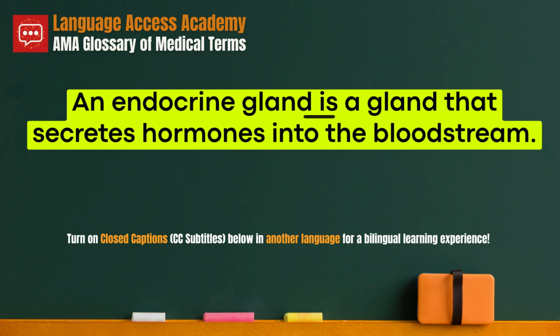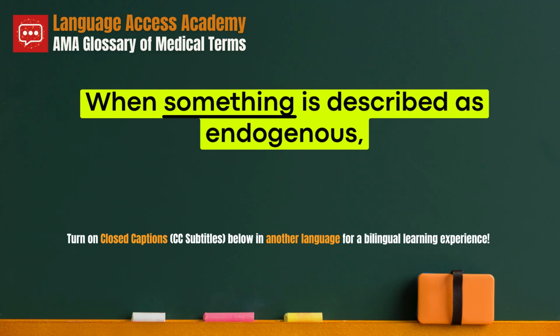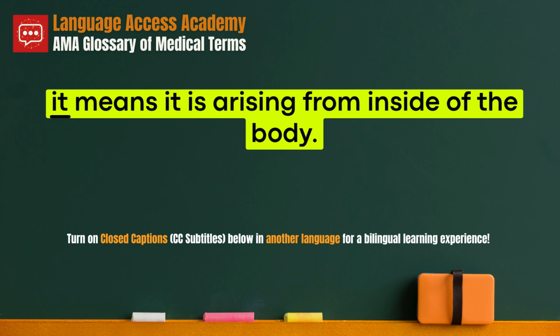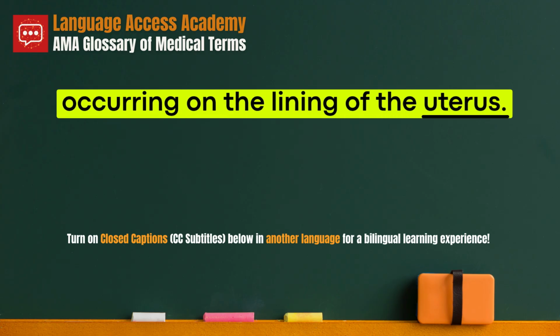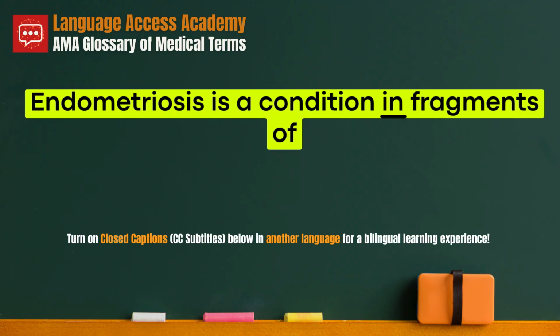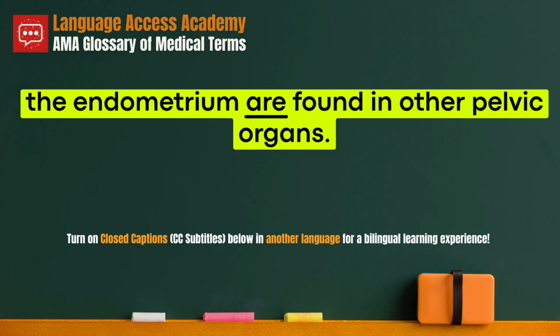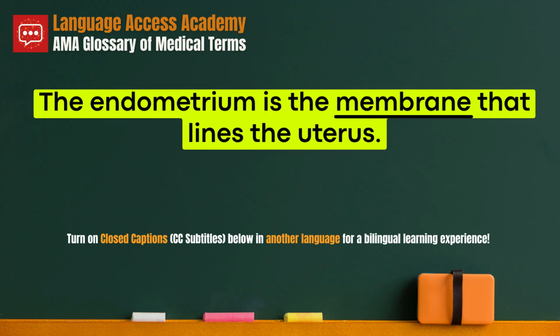An endocrine gland is a gland that secretes hormones into the bloodstream. When something is described as endogenous, it means it is arising from inside of the body. An endometrial polyp is a growth, usually non-cancerous, occurring on the lining of the uterus. Endometriosis is a condition in which fragments of the endometrium are found in other pelvic organs. The endometrium is the membrane that lines the uterus.